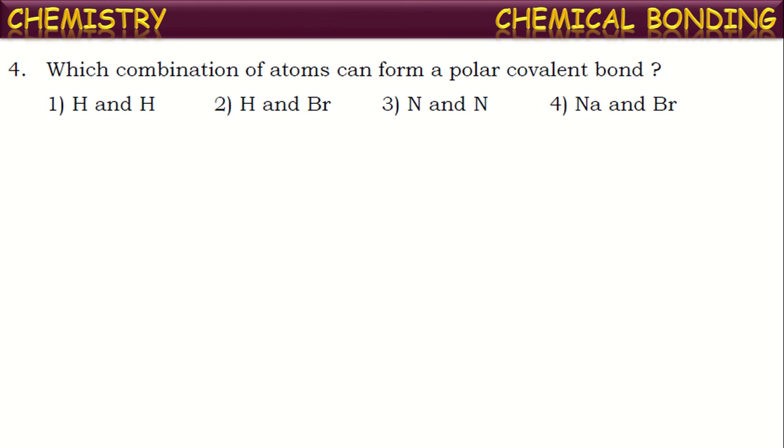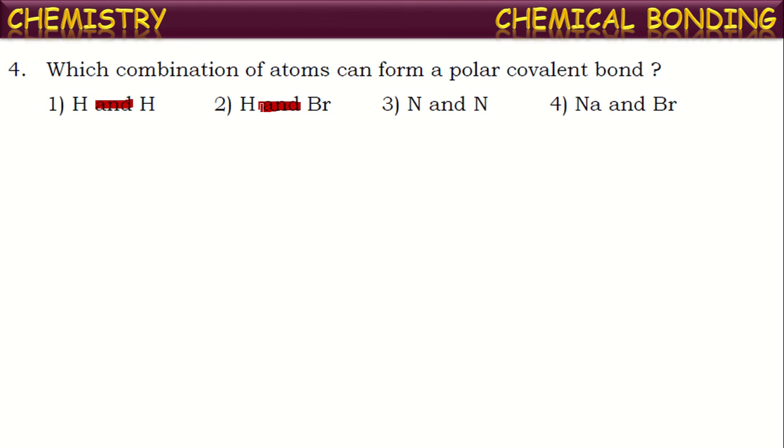Observe the first one, hydrogen atoms H and H. Both have the same electronegativity. So here the bond formed will be a non-polar covalent bond. And if you observe here HBr, hydrogen and bromine, they form a covalent bond.